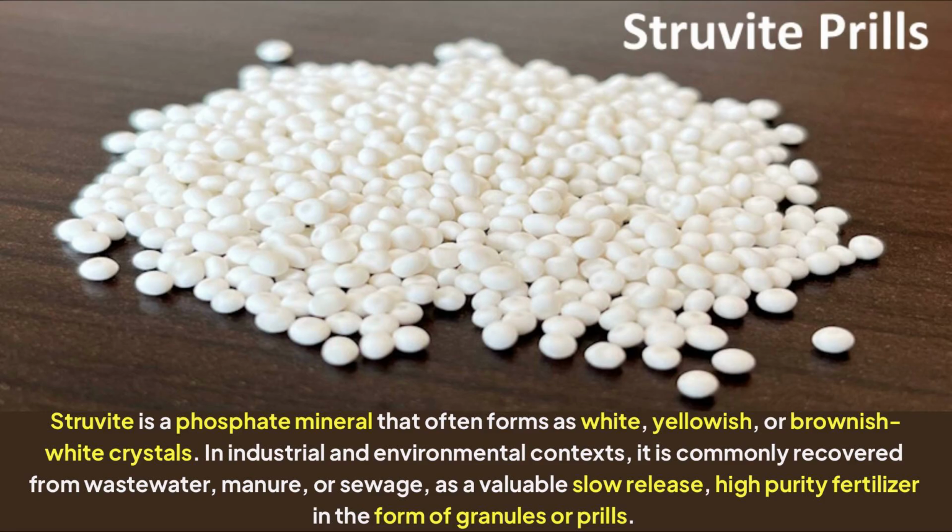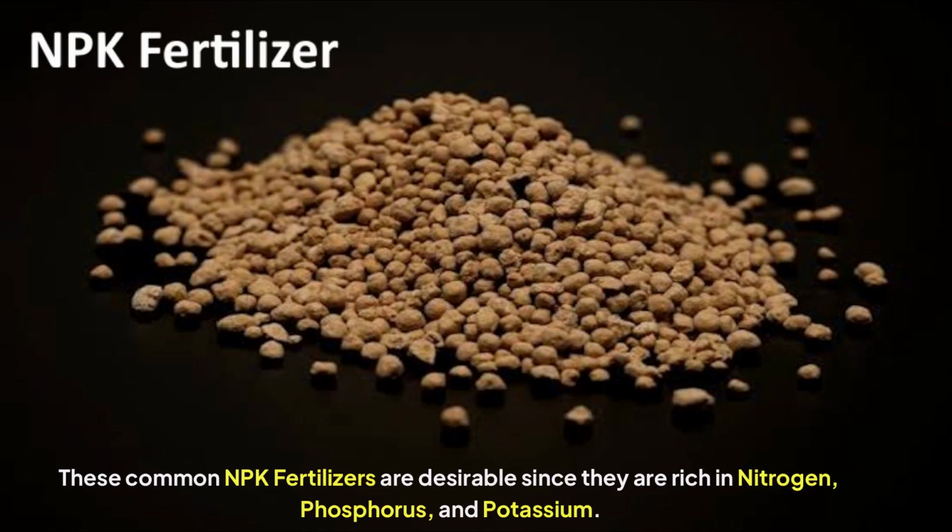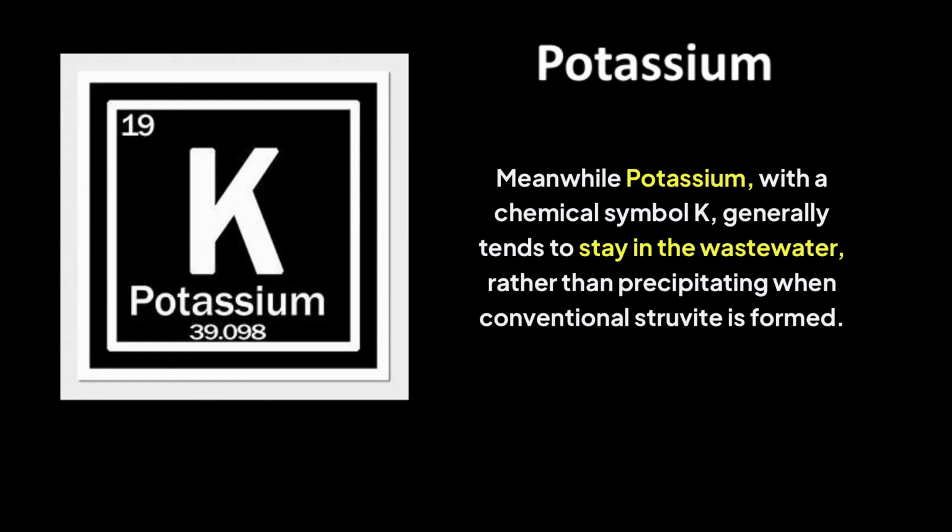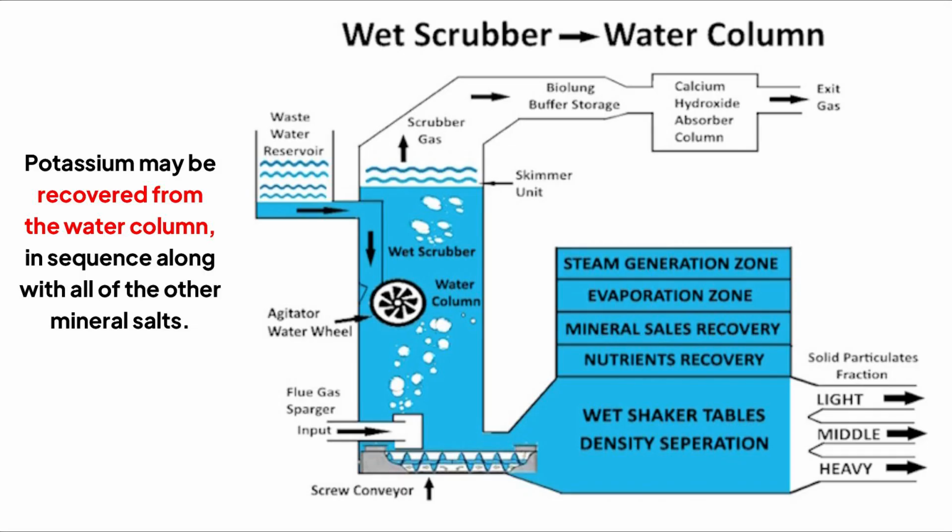Struvite is a phosphate mineral that often forms as white, yellowish, or brownish-white crystals. In industrial and environmental contexts, it is commonly recovered from wastewater, manure, or sewage, as a valuable slow-release, high-purity fertilizer in the form of granules or prills. These common NPK fertilizers are desirable since they are rich in nitrogen, phosphorus, and potassium. Meanwhile, potassium, with a chemical symbol K, generally tends to stay in the wastewater, rather than precipitating when conventional struvite is formed. Potassium may be recovered from the water column, in sequence along with all of the other mineral salts.